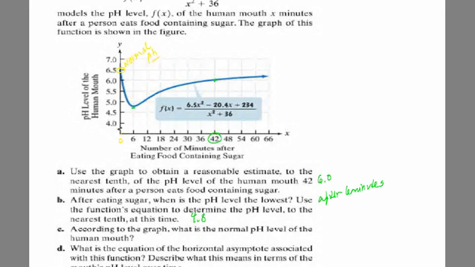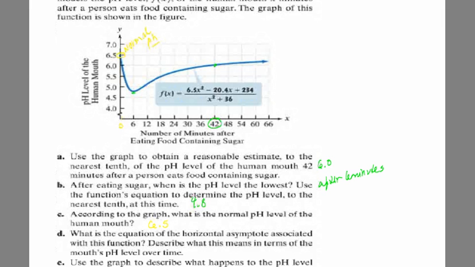According to the graph, what's the normal pH level of the human mouth? Well, it's what we had set up here. Initially, the mouth has a pH level of 6.5. Then we see it get low and then again start to recover over time. So I would assume the normal pH level is 6.5.